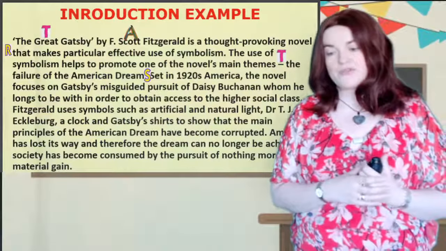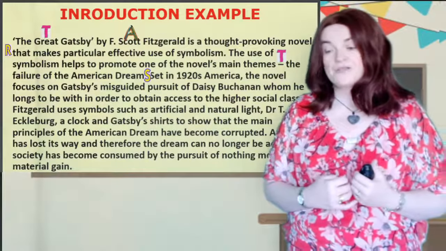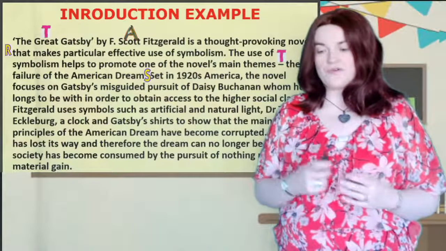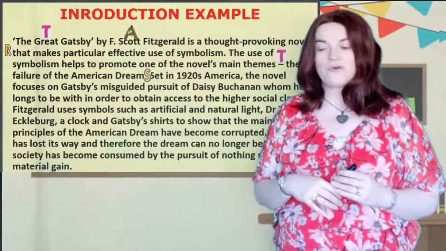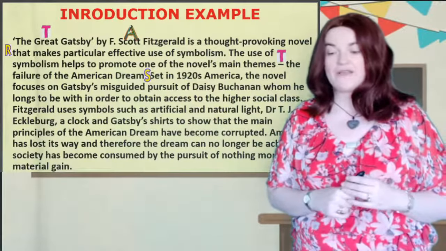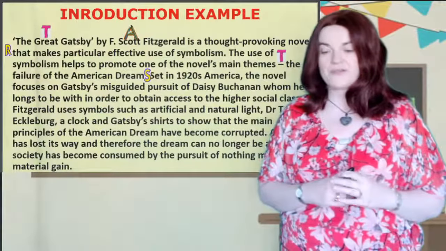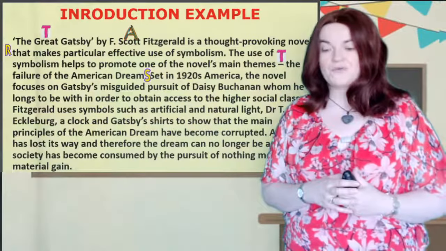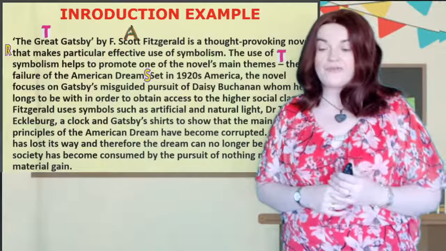Okay, lastly, we're just going to look at a couple of introductions to show you what I'm talking about. So here's one I made earlier. The Great Gatsby by F. Scott Fitzgerald. So there's my T. My A is a thought-provoking novel that, so that would be your which, makes particularly effective use of symbolism. So that's my R, I'm referring to the question. The use of symbolism helps to promote one of the novel's main themes. Here's my T, the theme. The failure of the American dream.